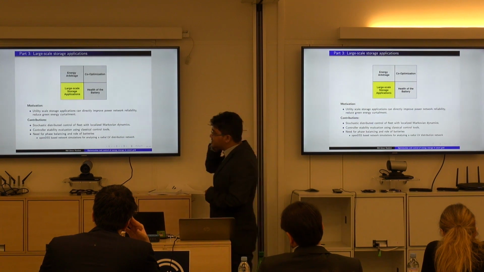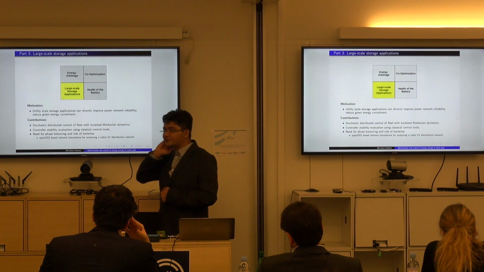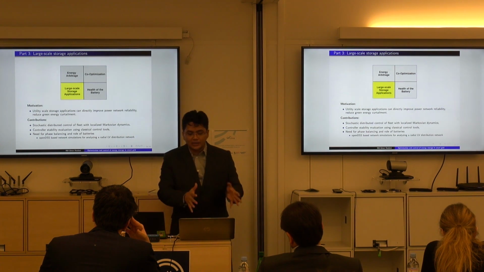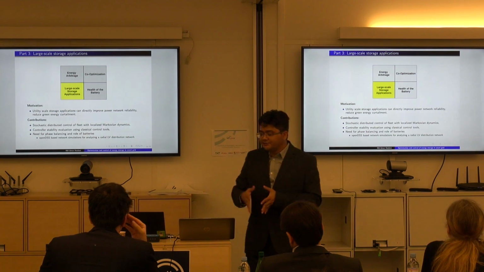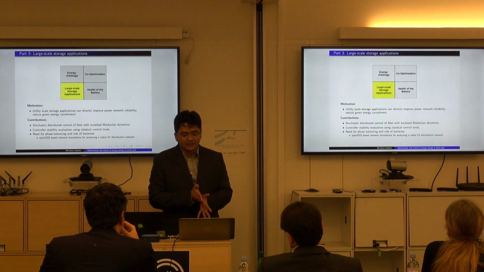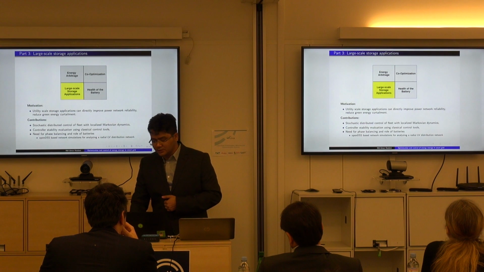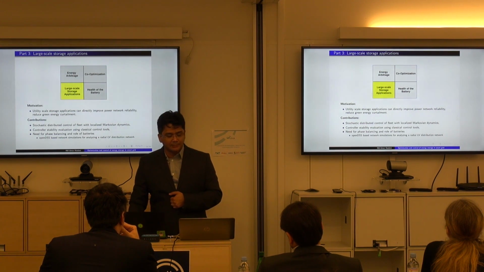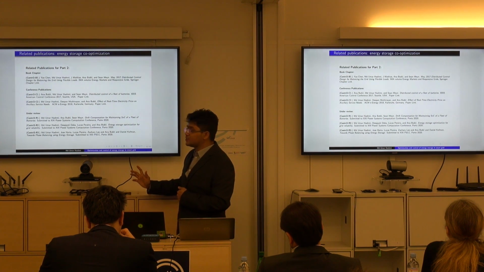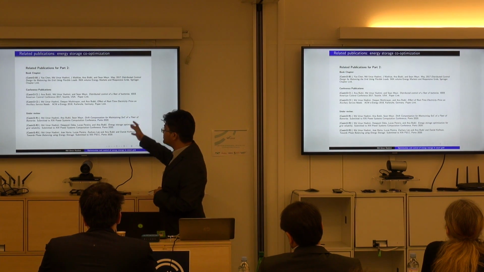The second application is control of a fleet of batteries, for which we are using stochastic distributed control using localized Markovian dynamics. Then we also show that such a control will be stable using classical control tools. So going into the first application, which is phase balancing. These are some publications associated with this part. Most of them are under review.